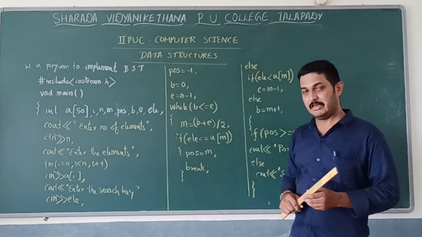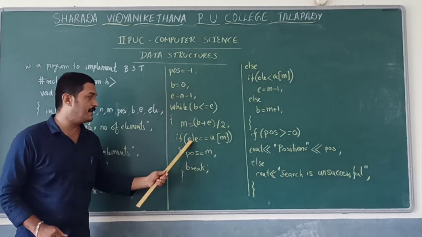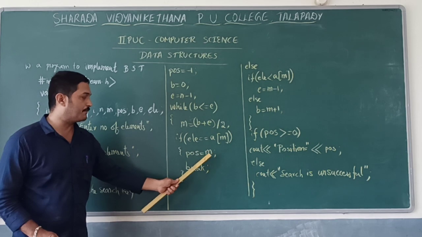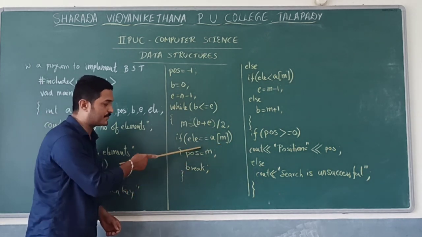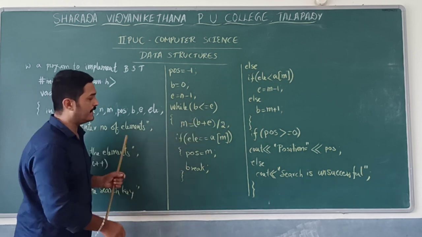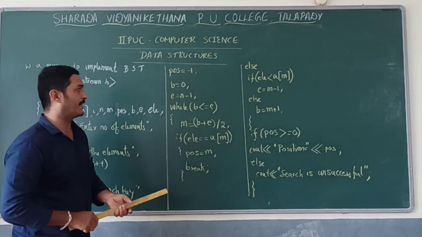And then if ELE equal to a of m, that is, the search key is equal to a of m, then position equal to m, and break. So what happens is, if this condition is true, it will come out of the loop, so we directly go to this particular position. Okay, let me explain that.